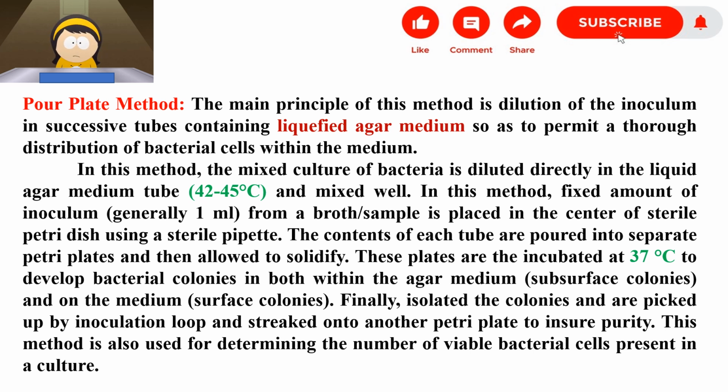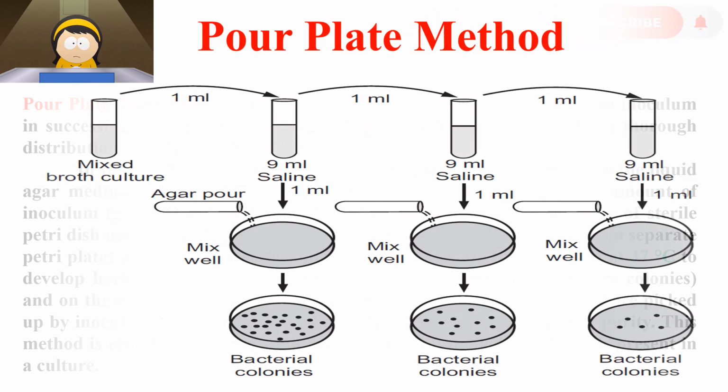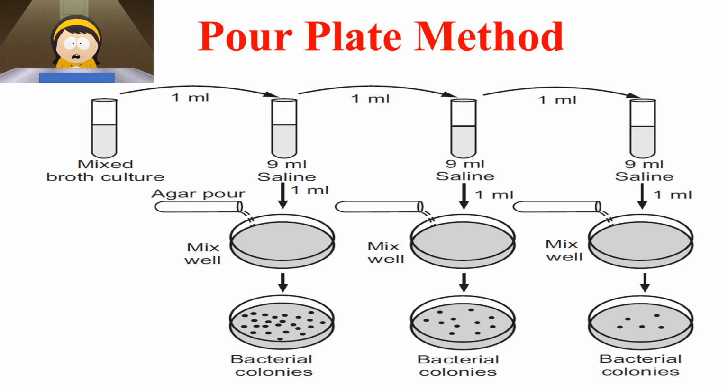Finally, the isolated colonies are picked up by an inoculation loop and streaked onto another Petri plate to ensure purity. This method is also used for determining the number of viable bacterial cells present in a culture. This slide is showing the pour plate method diagrammatically. It is a very clear picture of the pour plate method.